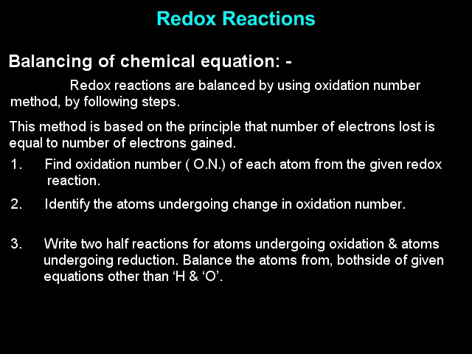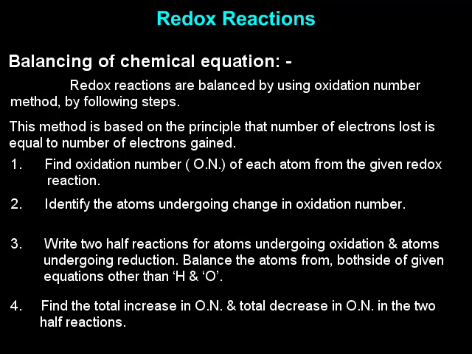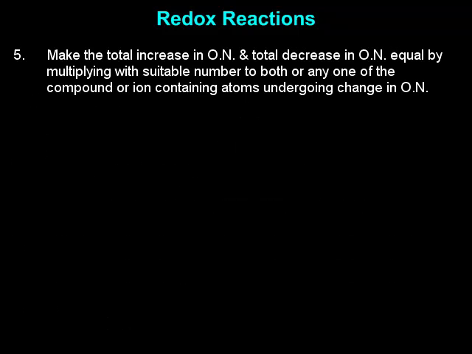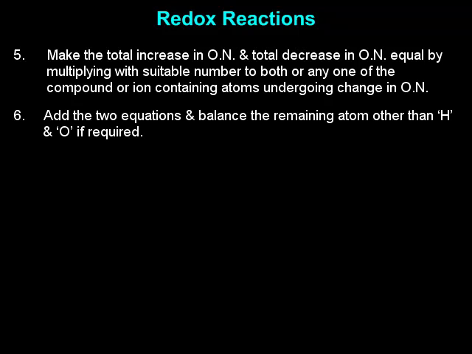Balance the atoms from both sides of the given equation other than H and O. Find the total increase in the oxidation number and total decrease in the oxidation number in the two half reactions. Make the total increase and total decrease in the oxidation number equal by multiplying with a suitable number to both or any one of the compounds or ions containing atoms undergoing change in the oxidation number. Add the two equations and balance the remaining atoms other than H and O if required.